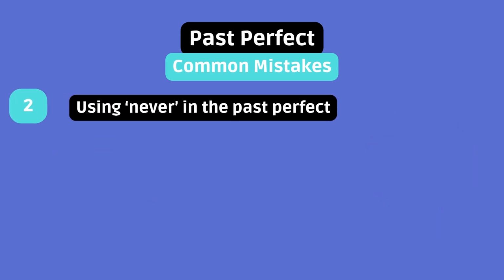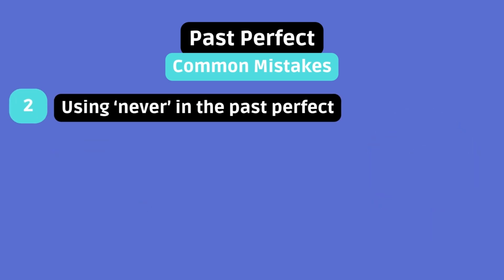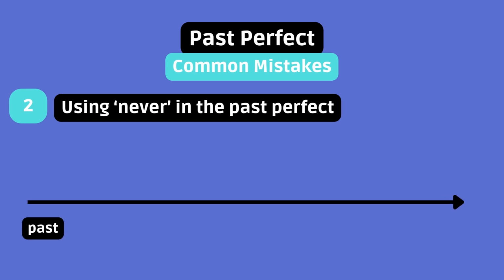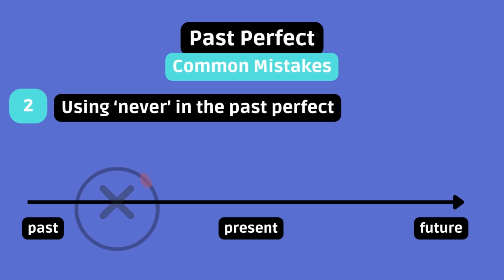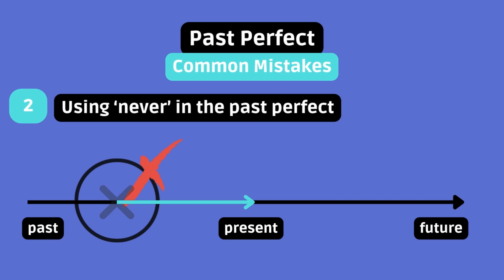2. Using never in the past perfect. Here again, the confusion might come from overusing the past perfect. If the idea is to express an action that hadn't happened in the past, up to a certain point in the past, you're doing justice to the past perfect. However, if the action hasn't happened up to the present moment, use the present perfect instead.